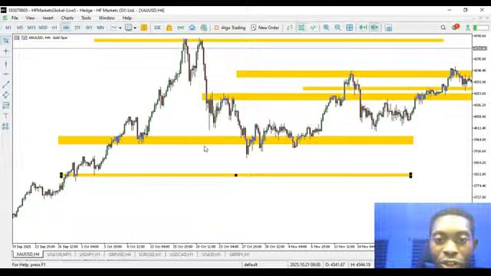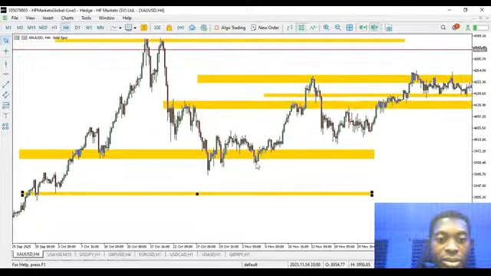You can see this is the first breakout. This zone is still being held, but this is the first breakout. It's still being held, and then price reacted back to the upside. And then you can see the same thing here. Same thing here.